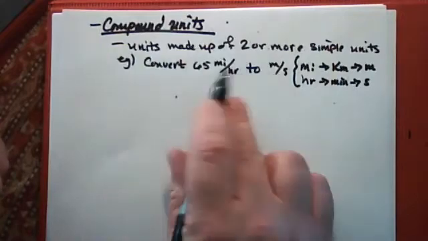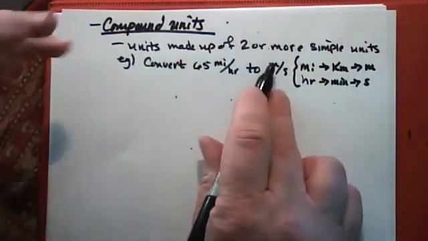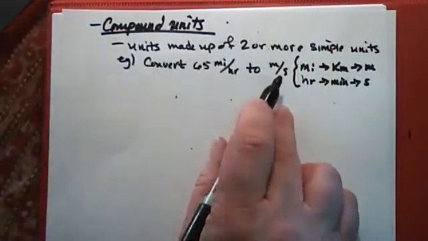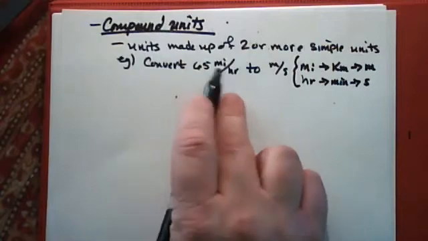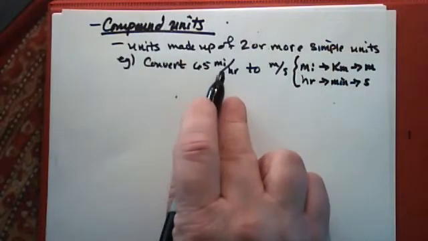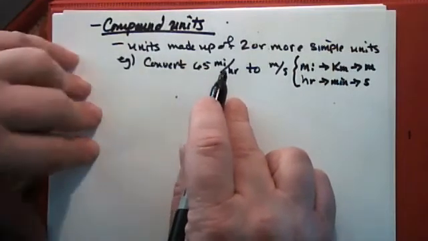This is a conversion that you might want to do because, well, meters per second would be the standard units for speed or velocity in the SI system of units, whereas miles per hour would be the way we commonly measure speeds in everyday life.